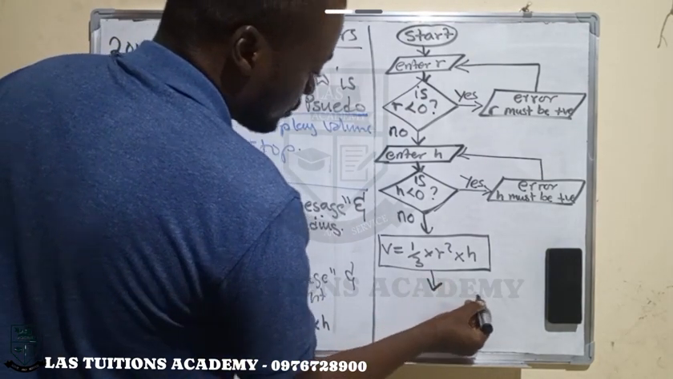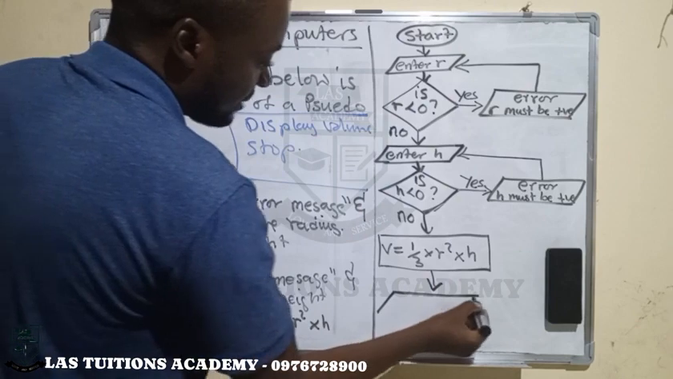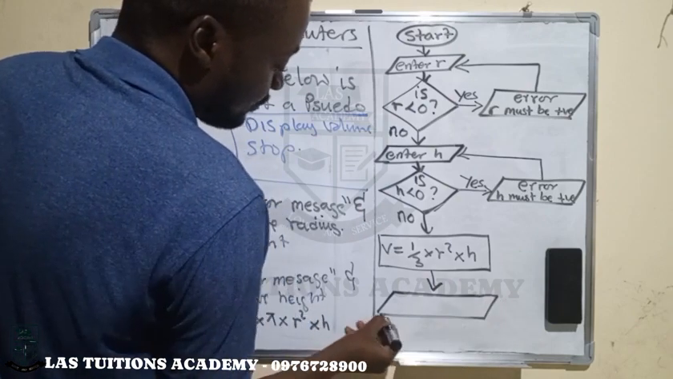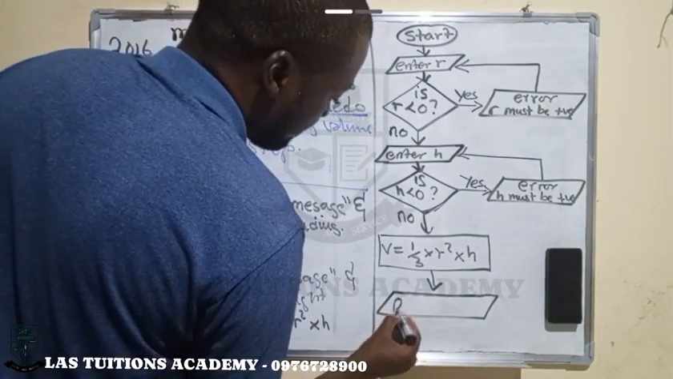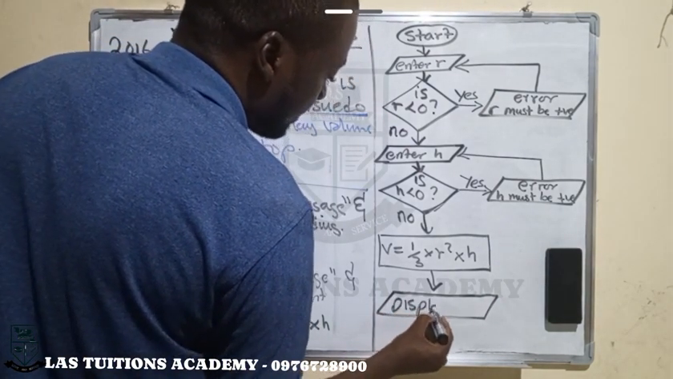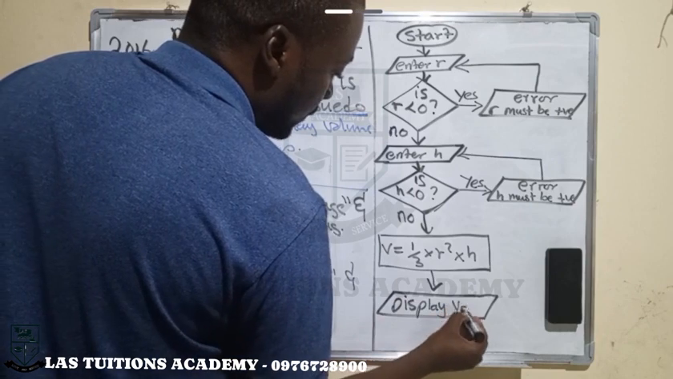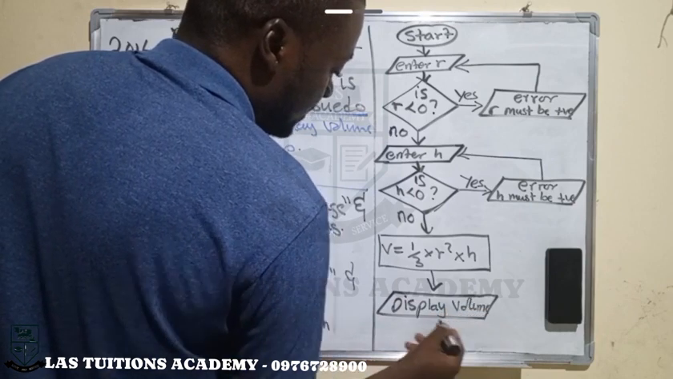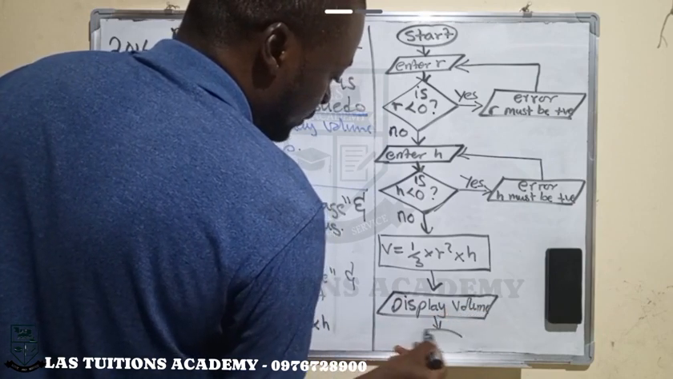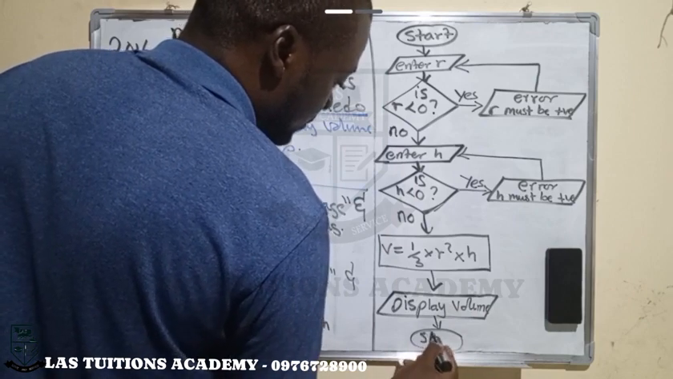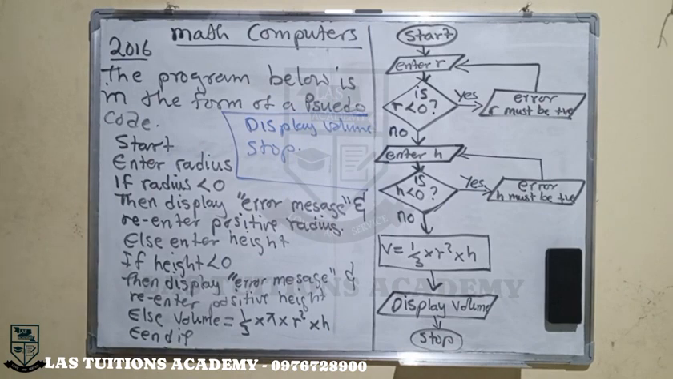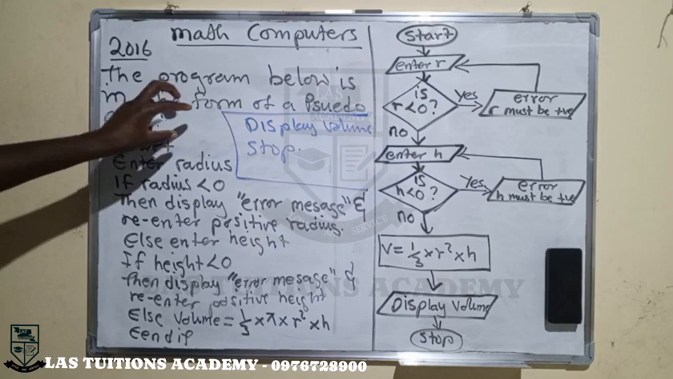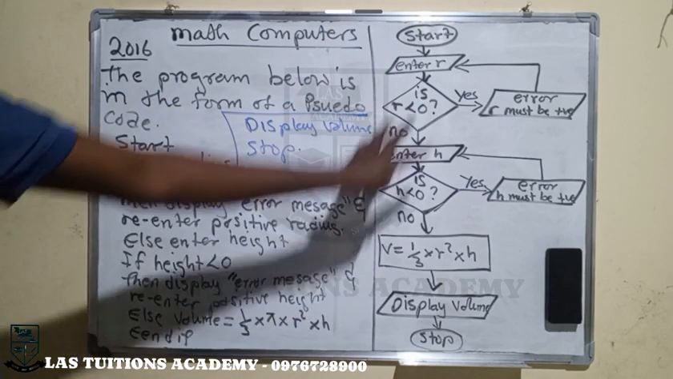So we are using this kind of a shape to display volume. That's the shape that we are using. So I'm saying here display volume. Then what do you do after you have displayed volume? You stop. You end. The whole process has ended. So we have managed to transfer the pseudocode into a flowchart.